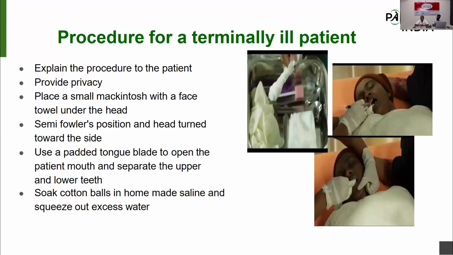Right. So the procedure for a terminally ill patient. Whenever we are attending a terminally ill patient, even if the patient is unconscious, we can tell the patient that we are so and so and we are going to do the procedure, because they can hear at least, right? So whenever we touch a patient, we need to ensure that we have said something about what we are going to do, because they cannot respond, but they can at least slightly hear it, right?